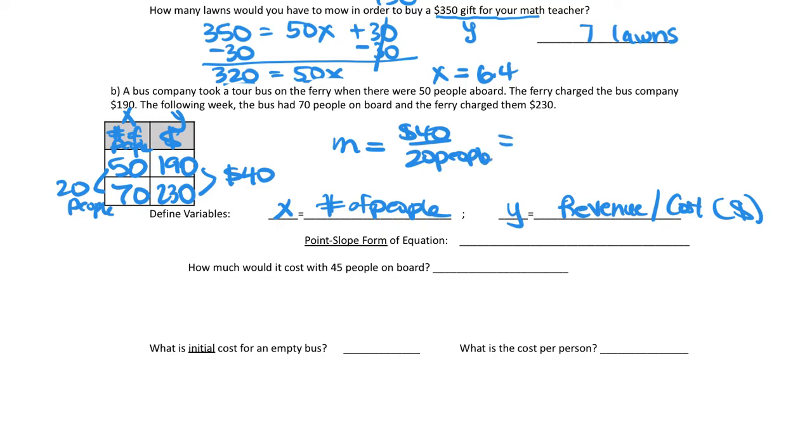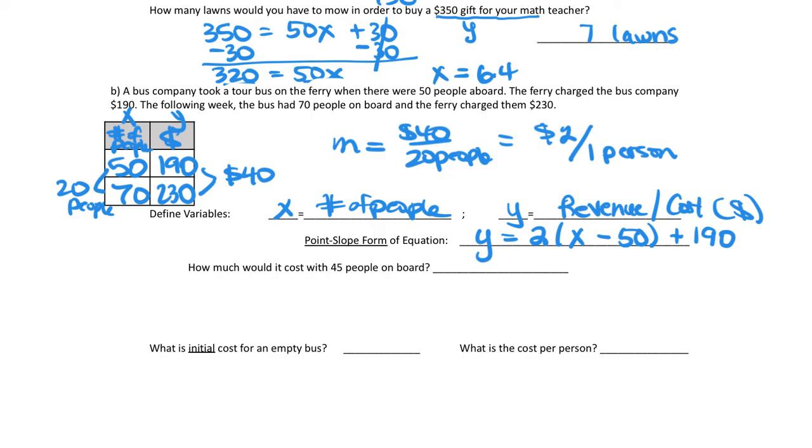And so my slope is going to be $40 per 20 people. And I probably want to reduce that, and that's pretty easy to do. What's 20 divided by 40? Sorry, 40 divided by 20. And that's 2. So that's going to be $2 per one person. So when I write this in my point slope form, y equals my slope, I'm going to use 2, times x minus one of my x values. I'll just use the top one and take 50, and then plus the y value which goes with 50, which is 190. And then it's asking how much would it cost with 45 people on board?